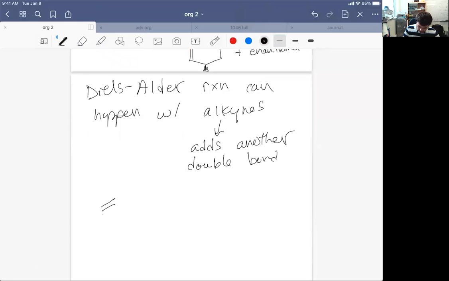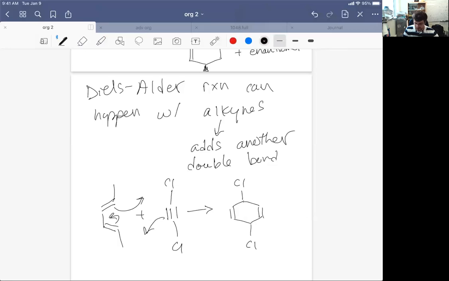If I replace my dienophile with an alkyne, and we can add chlorines here, I like the habit of chlorines, this can also undergo a Diels-Alder reaction. It's just that the product is now something that has, whoops, I put those chlorines in the wrong spot. It's something that has 2 double bonds instead of 1 double bond in the product.